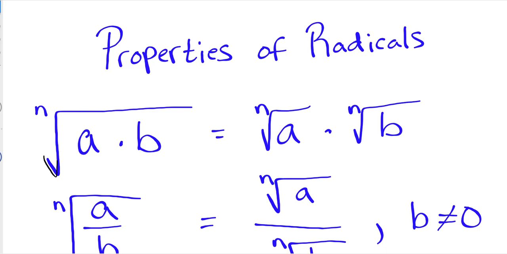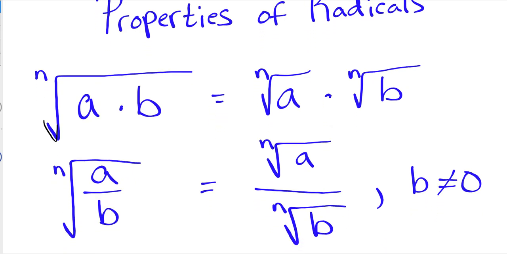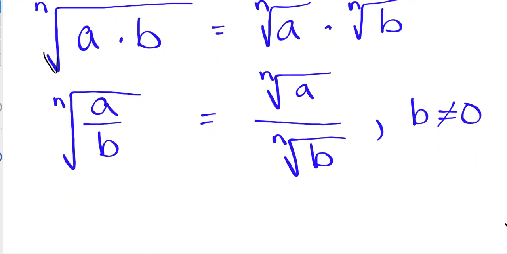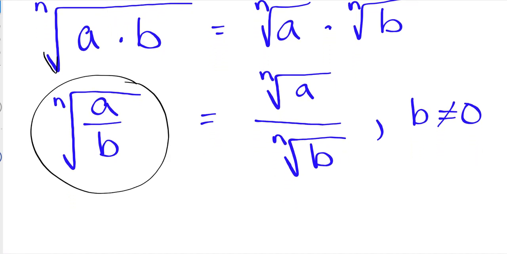We can also break apart radicals with division or quotients. So this one is a similar property. We're just breaking it apart where we have a radical on the top and the bottom. And we've worked through these before. This is just a little implied thing: I can't have a 0 on the bottom of my fraction, otherwise it doesn't work.